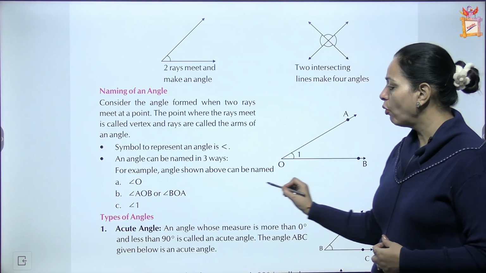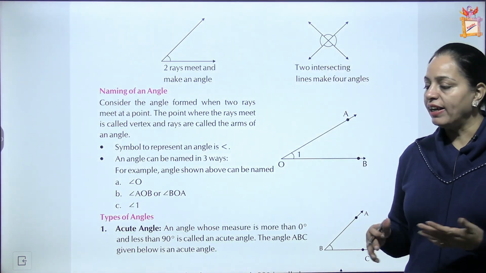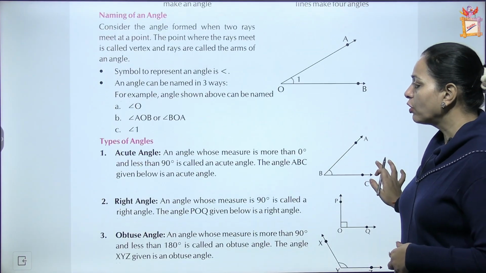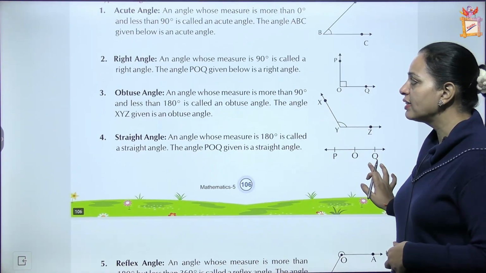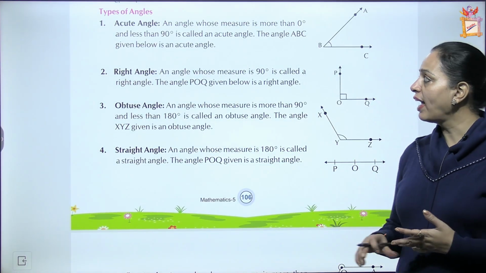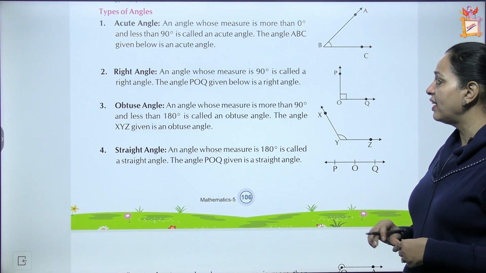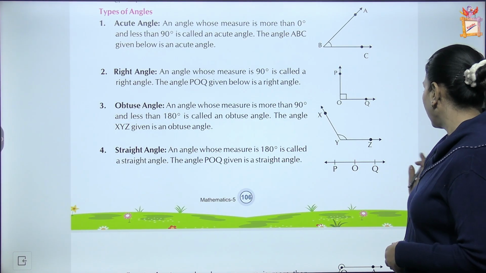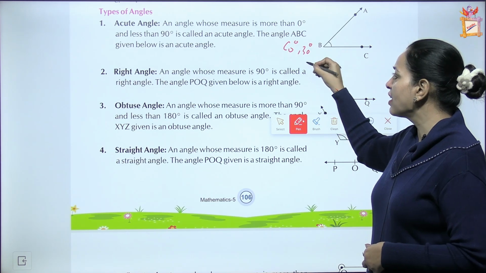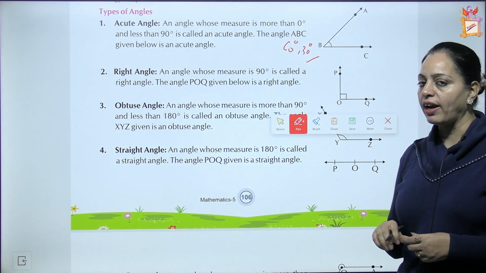So A or B, AOB or BOA, and we can give the name anything, like 1 here, angle 1, right? Now we are talking about types of angles. The first one is the acute angle. An acute angle means when the angle is more than 0 degrees but less than 90 degrees, like 60 degrees, 30 degrees. These are acute angles. So this is an acute angle.